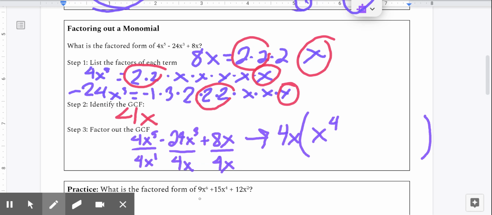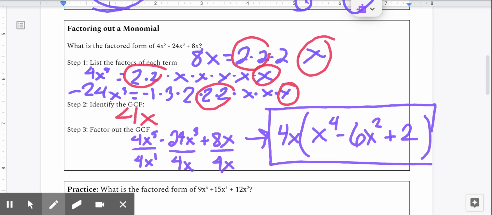Then if we do negative 24x cubed divided by 4x, that leaves me with minus 6x squared, right? 24 divided by 4 is 6. X cubed divided by x is x squared. And lastly, 8x divided by 4x is 2, right? 8 divided by 4 is 2. X divided by x is 1. So really we just have a 2 left there. So this is the final factored form then of this polynomial: 4x times the quantity, x to the fourth minus 6x squared plus 2.